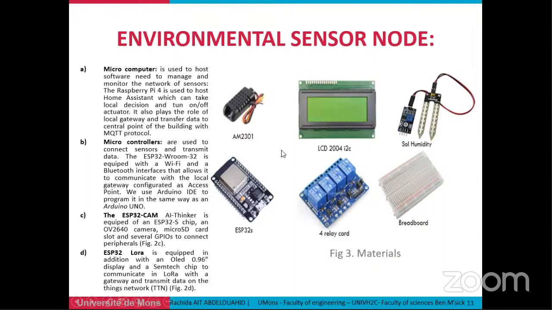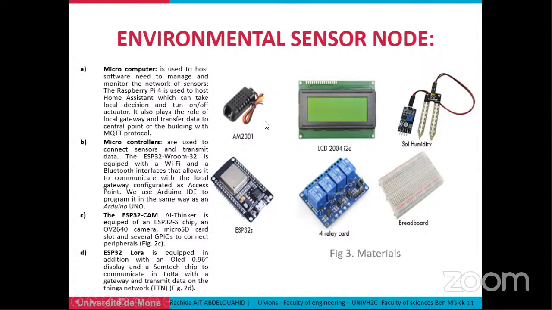So we have used different materials to implement our prototype. The microcomputer is used to have the software needed to manage and monitor the network of sensors. The Raspberry Pi is used to host Home Assistant, which can take local decisions and turn actuators on or off. It also plays the role of local gateway and transfers data to the central point of the building with the MQTT protocol. The microcontrollers are used to connect sensors and transmit the data. In our case, we have used ESP32 as the microcontroller.